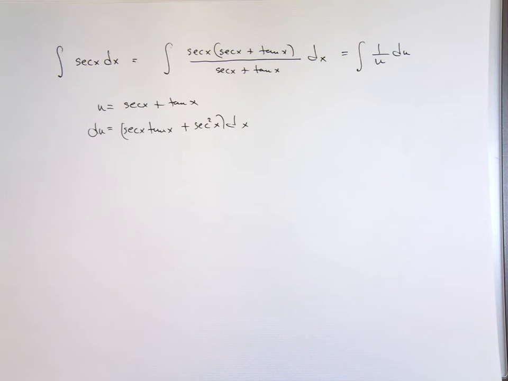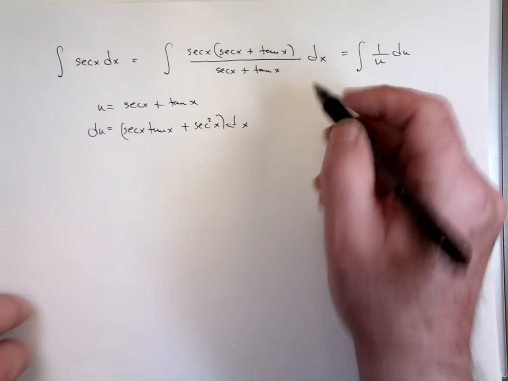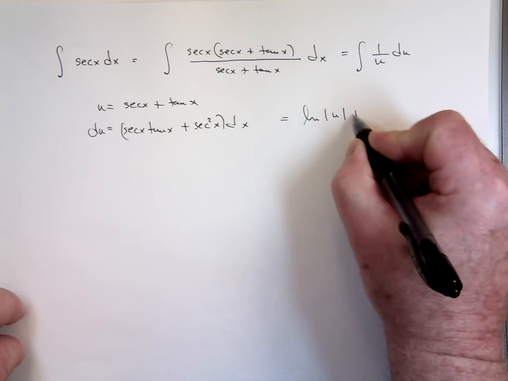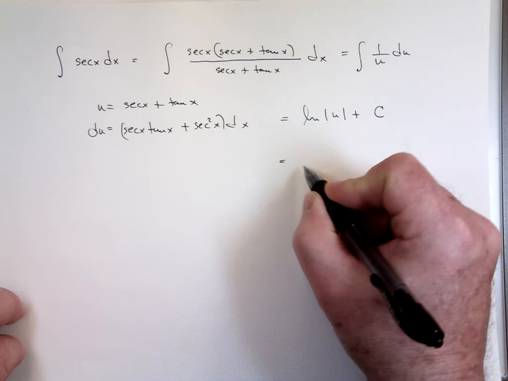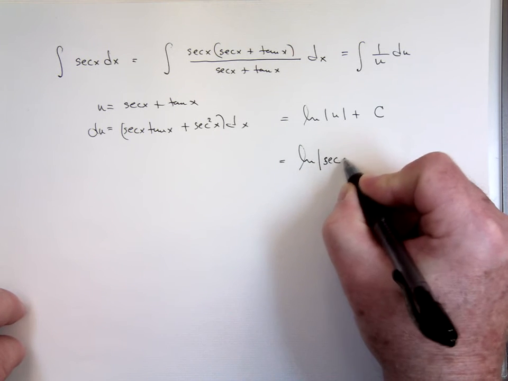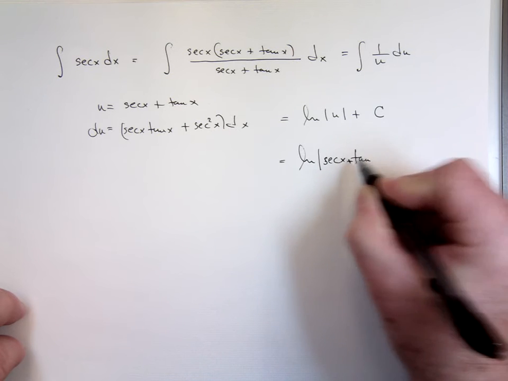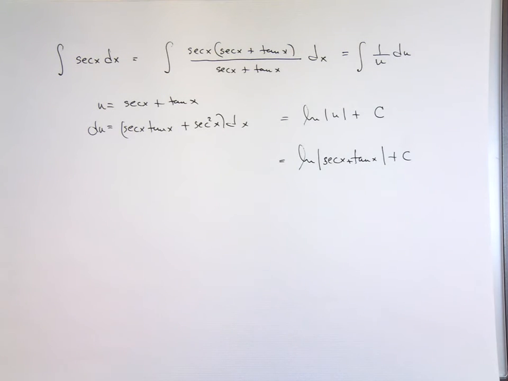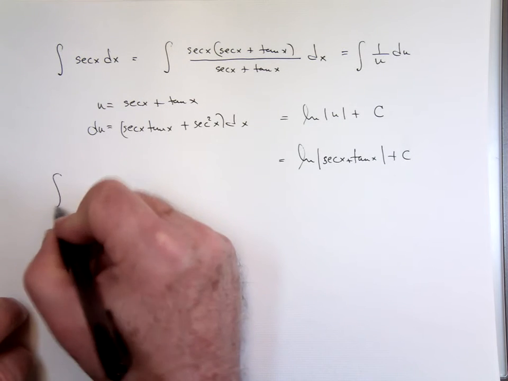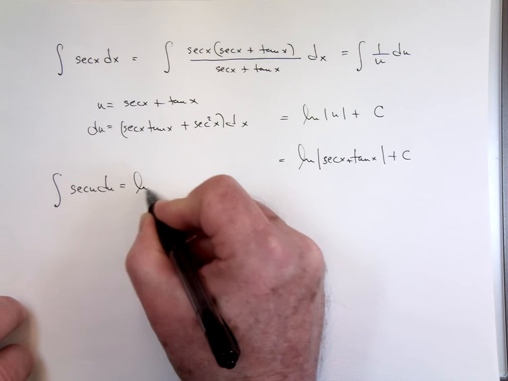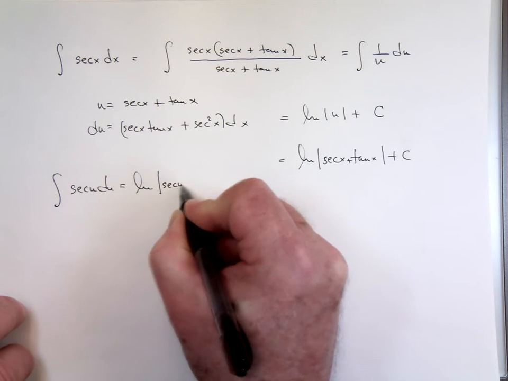The integral of which is natural log absolute value of u, which is the natural log absolute value secant x plus tangent x plus c. Therefore, the integral of secant u is equal to natural log absolute value secant u plus tangent u plus c.